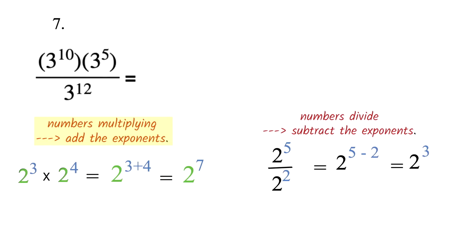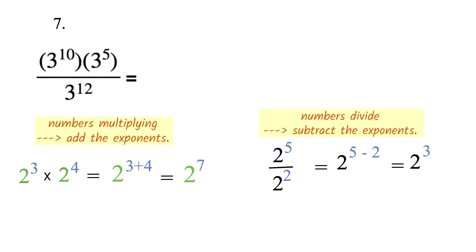Please, these two rules apply only when the bases are the same. It will not work for 3 exponent 5 times 2 exponent 4. The bases are different. One is 3 and the other is 2. Even if the exponents are the same and the bases are different, it won't work. Example, 3 exponent 5 times 2 exponent 5. The exponents being the same is irrelevant. The bases are not the same, so we can't use this.